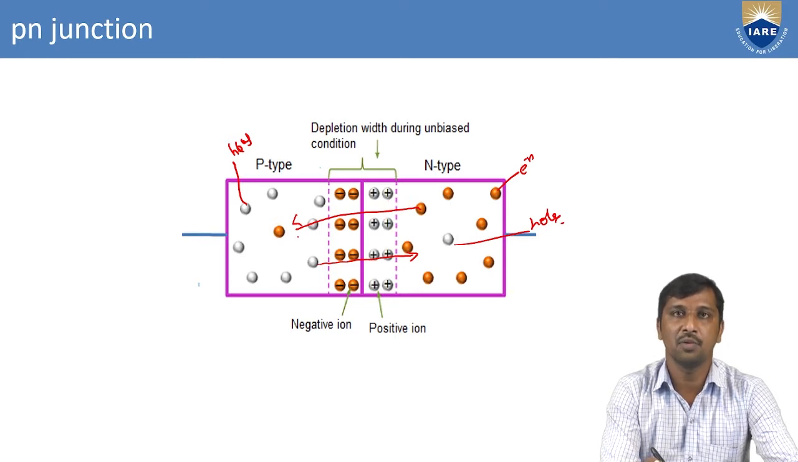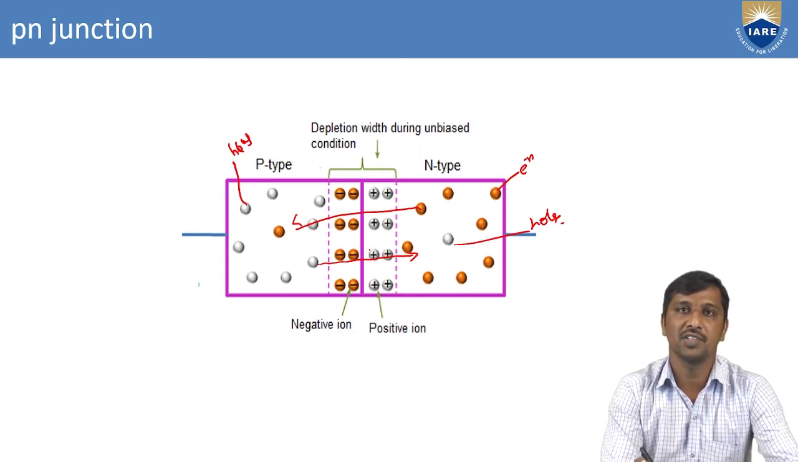Similarly, whenever the holes diffuse from the P type to the N type and lose their energy, they become immobile ions, represented by negative ions. These negative ions and positive ions are established near the junction. This is nothing but the junction, where the P type and N type are combined at one point. That is nothing but a PN junction. These immobile ions are established near the junction. This region is called the space charge region or potential barrier region.